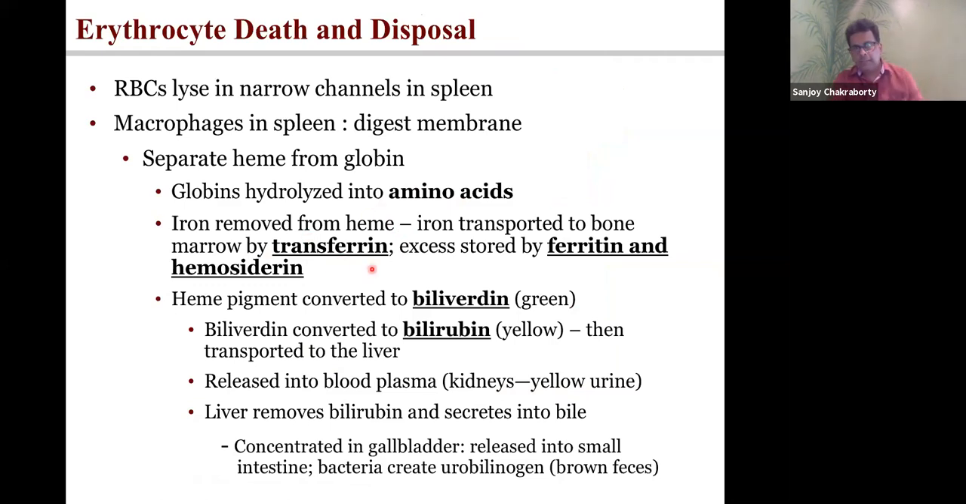So the protein that transports iron is called transferrin. When you have excess iron, the body stores it. They just don't throw it out. They store it with the proteins called ferritin and hemosiderin. So iron is removed from the heme and then transported. The one that transports is called transferrin. The proteins that store it in the liver or in the spleen are called ferritin and hemosiderin. We don't want to throw it away because we may need it in the future. That's how the erythrocyte is recycled in the body.